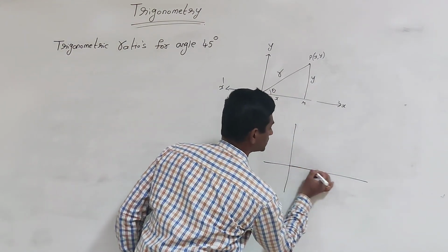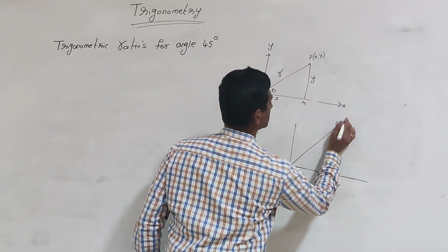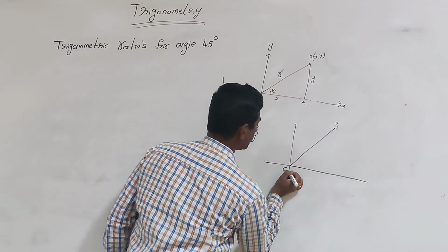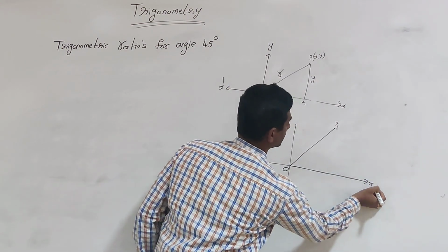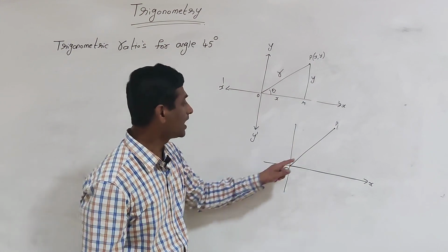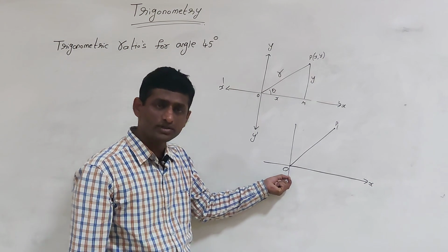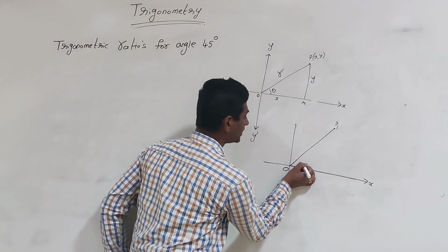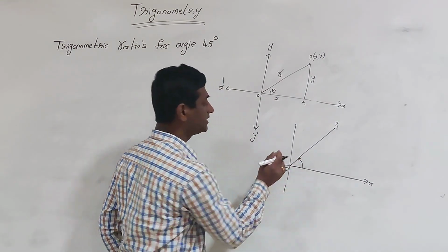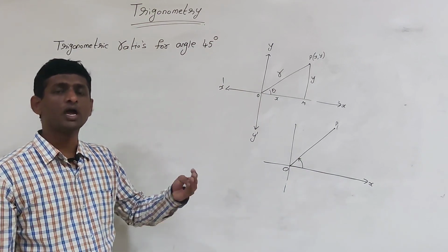So this is our initial ray and this is our terminal ray. P is a point. So OX is our initial ray, OP is a terminal ray. As these two rays intersect at the point O, that point O is called the vertex, and it gives some angle. It rotates, and the arrow indicates in which direction it is moving, either clockwise or anti-clockwise.